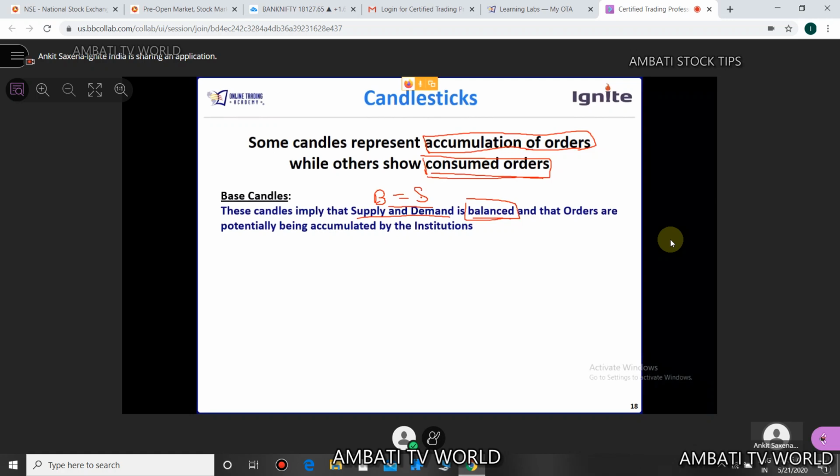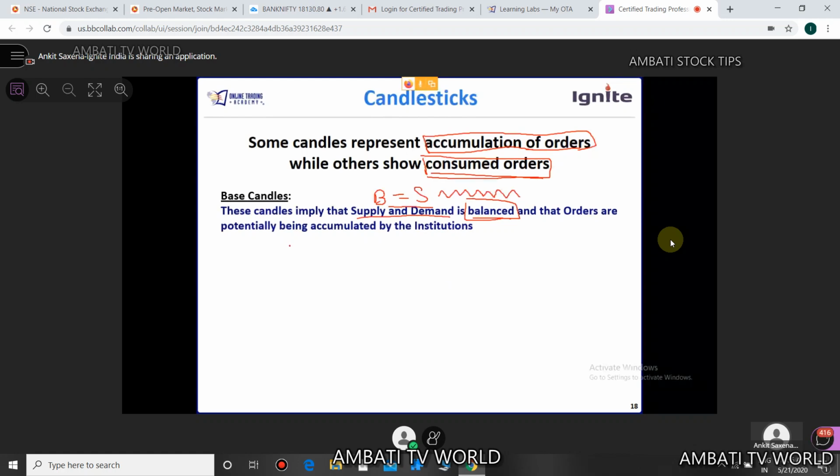Now, as per the law of demand and law of supply, if the buyers are more, the prices will go up. If the sellers are more, the prices will go down. But what if the buyers and sellers are equal? The prices will not move, it will consolidate in a narrow range, isn't it? Clear, everyone? The markets will be flatter.